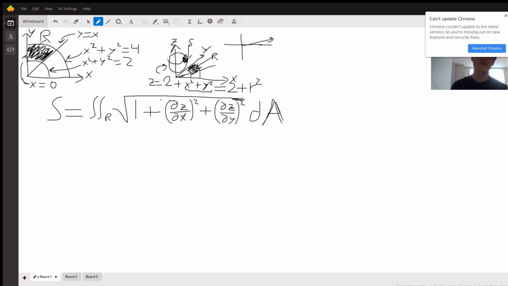So when I say partial z, partial x, what I mean is how much does z change for each change in x holding y constant. Similarly, when I ask for partial z over partial y, what I mean is how much does z change for each change in y holding x constant. Essentially then, partial z over partial x is the derivative of z with respect to x if you consider z as a function only of x and treat y as just a constant.